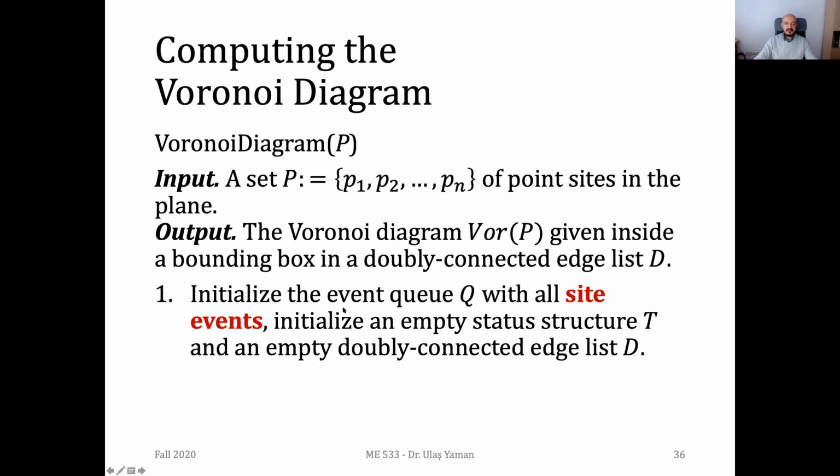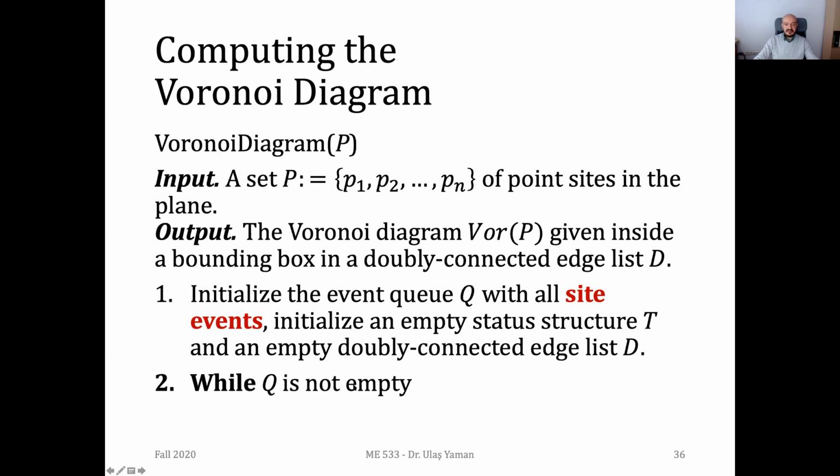So in the algorithm, we first initialize this event queue with all these site events, but the status data structure T is empty right now since we don't have the beach line. But once you have the beach line, then this structure will be filled with some pointers or some information related with the arcs. And lastly, our last data structure is the output, the Voronoi diagram, and we are using a doubly connected edge list.